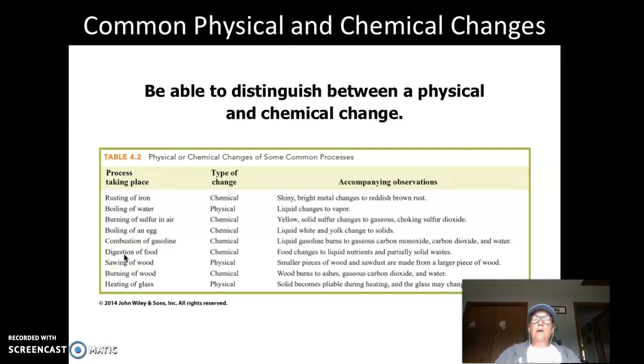Now, if you're talking about when you chew your food, if you don't add the enzymes, that would be physical because you're just taking an apple and breaking it down into smaller pieces. But once you start adding enzymes to it, now you're chemically digesting it.